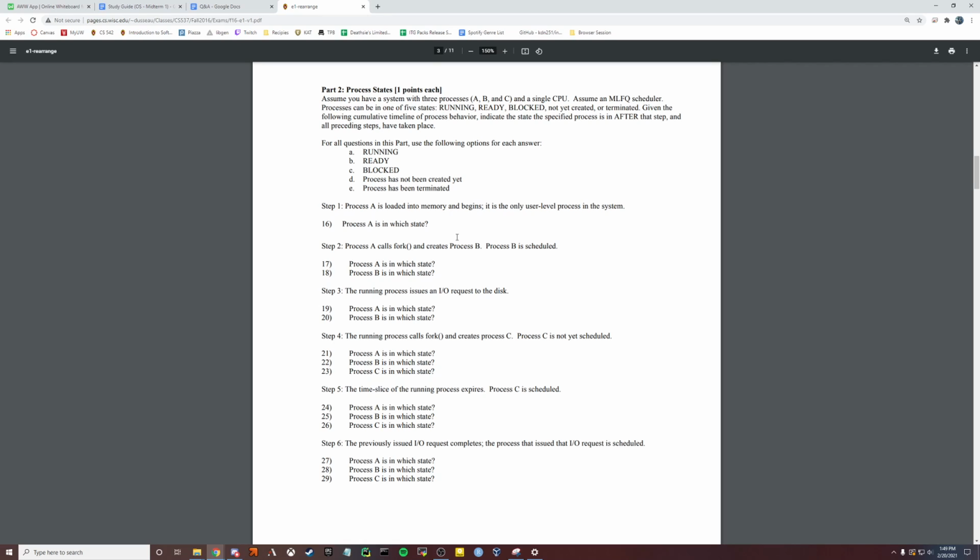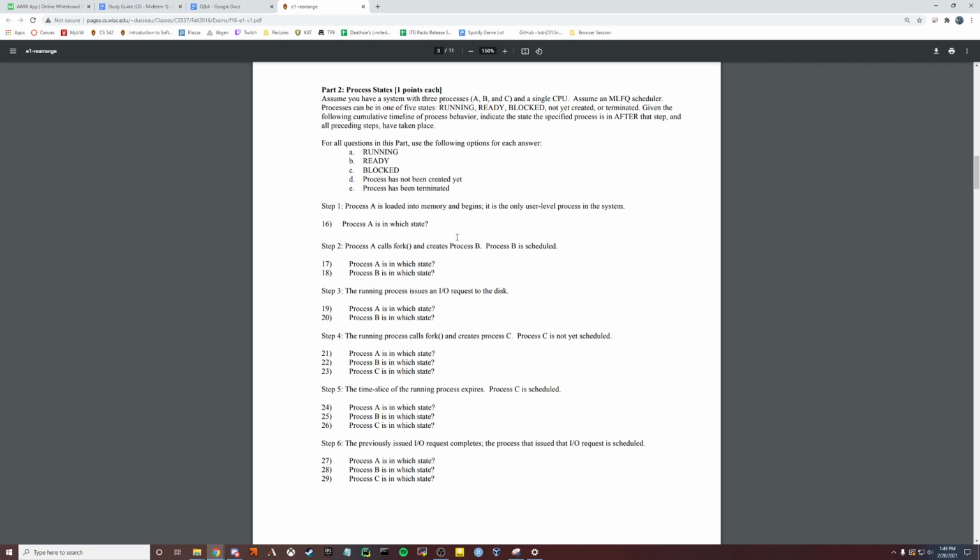So wait, when a user-level process makes a system call, does it go blocked? That's the question. I think maybe it does go to blocked. Right, because when you make a system call, it traps into the system call, so the process is no longer running. Okay, so every time we make a system call, we have to trap. Is that what I'm hearing? I believe that's how it works.